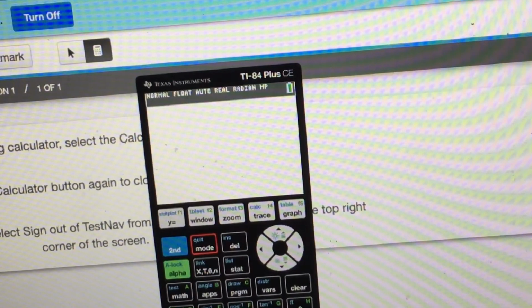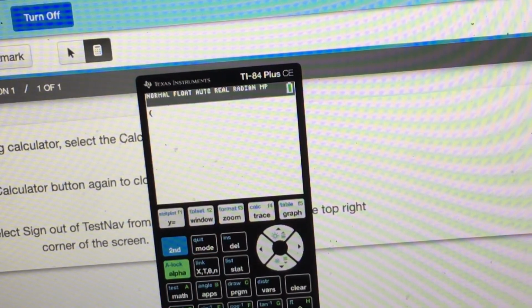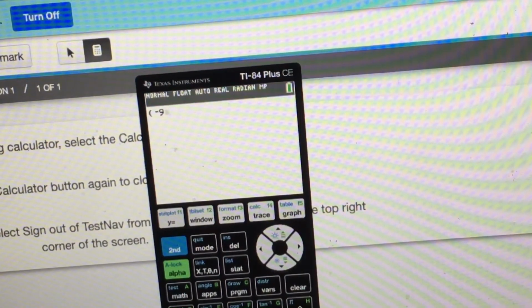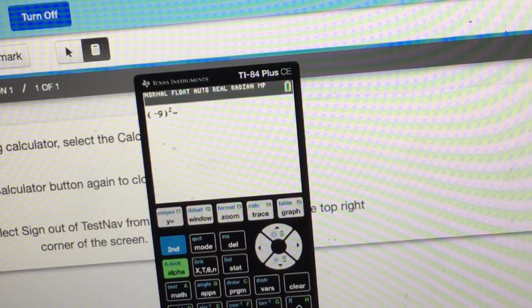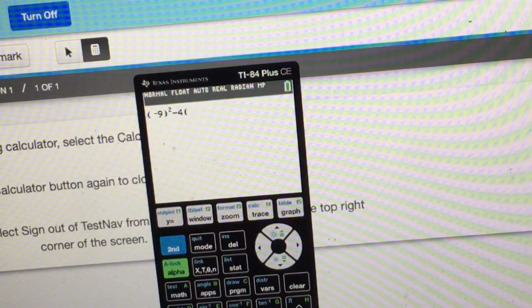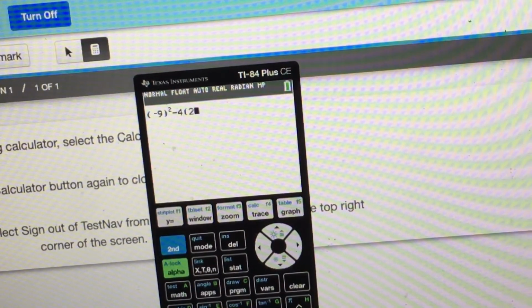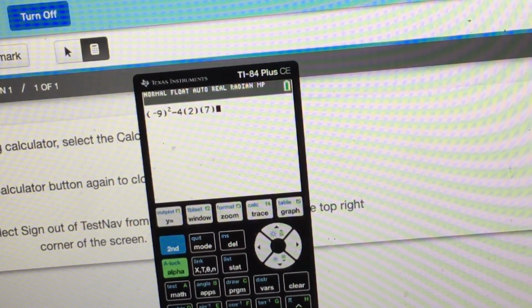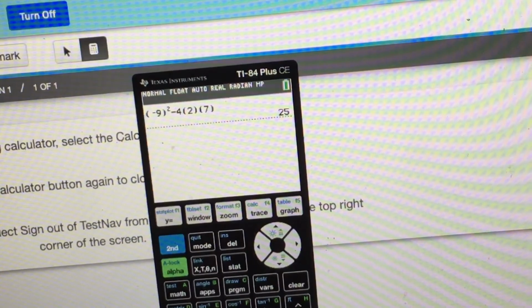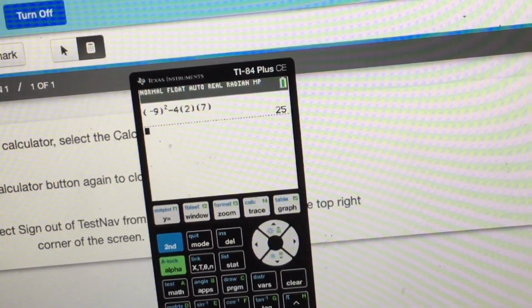And then I'm going to do what I just said. I had parenthesis, negative 9, close it, square it. Remember, this next one is a minus 4, parenthesis, put your A, which is a 2, close it, parenthesis, put your C, which is a 7, close it, and enter. And I get 25. All right, so that's what b squared minus 4ac gives me: 25.